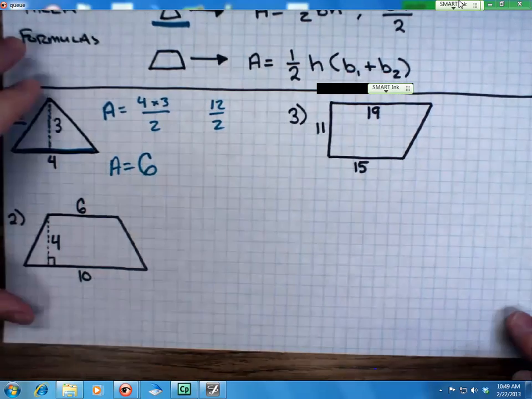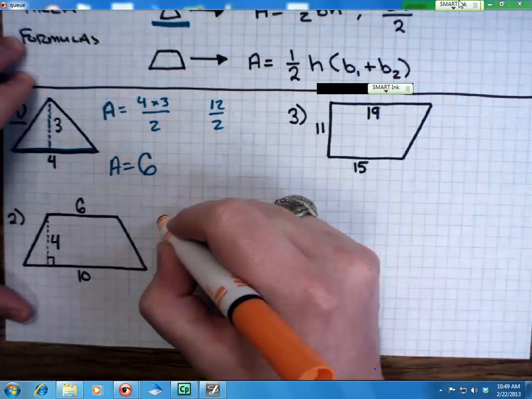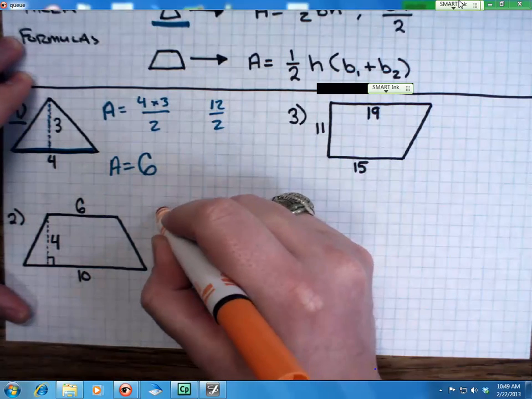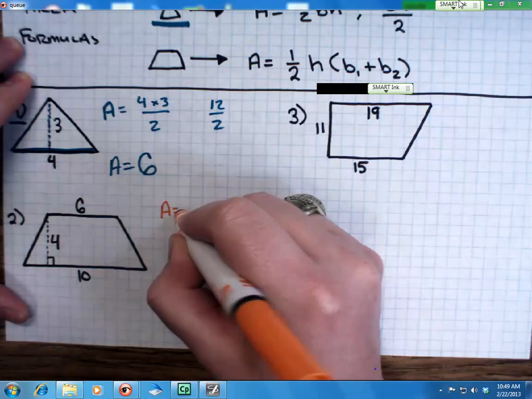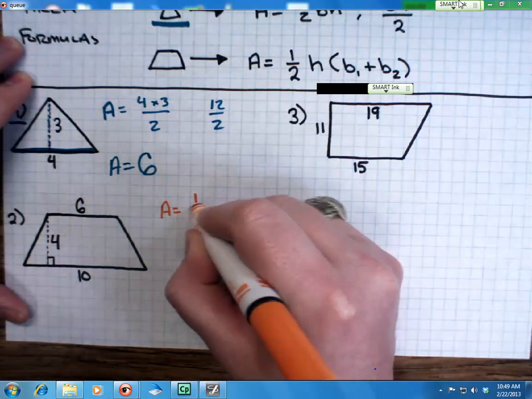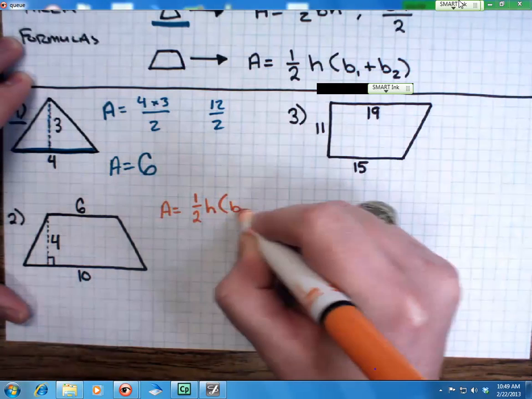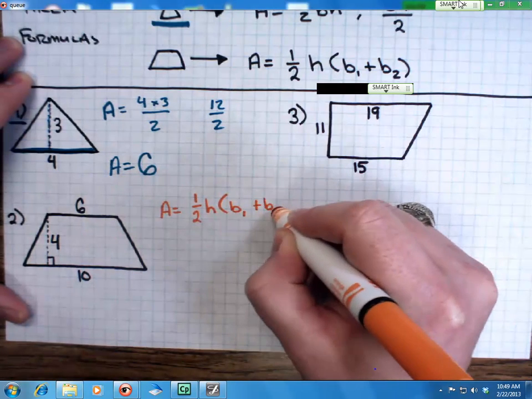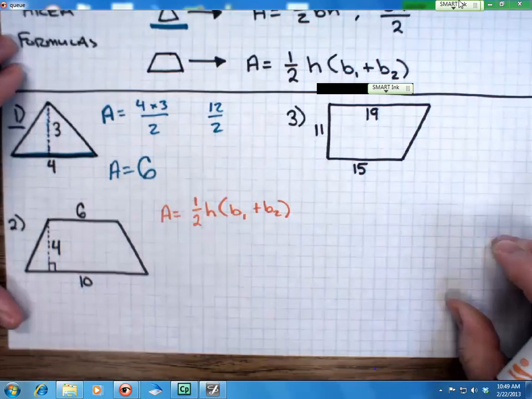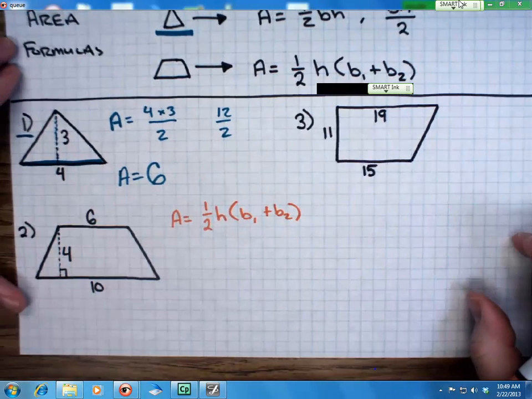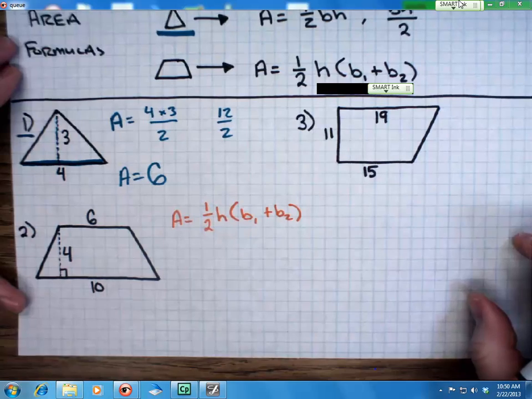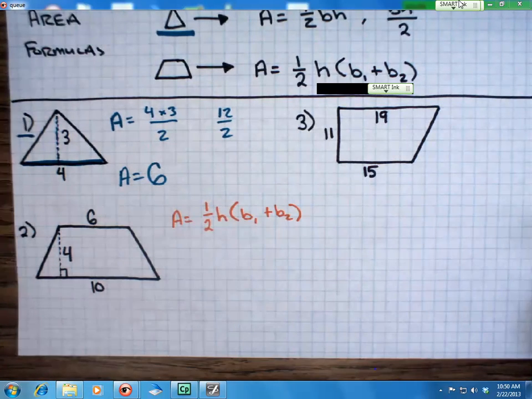Look, our formula for number 2 for our trapezoids is going to be half of the height times base 1 plus base 2. Now, what does all that mean? Is all that hard? No, that's not hard. Okay, the first thing we need to do is identify the base 1 and the base 2.